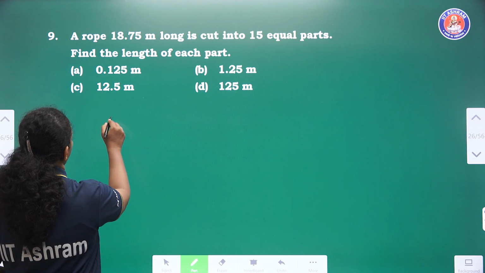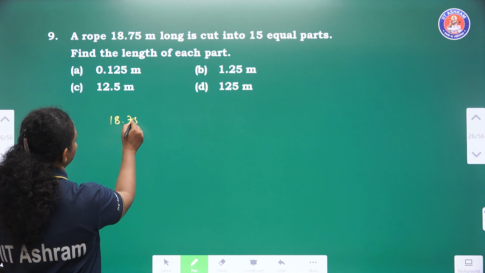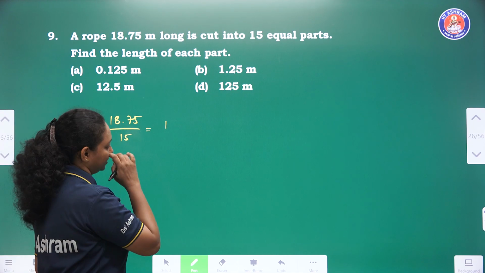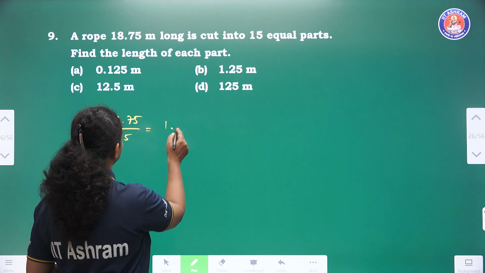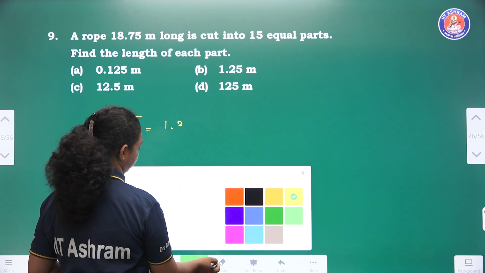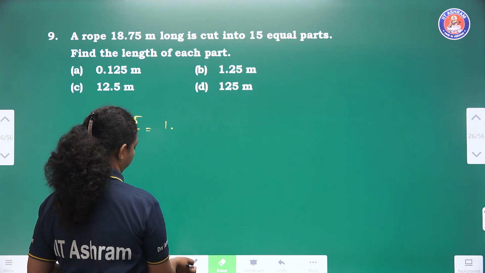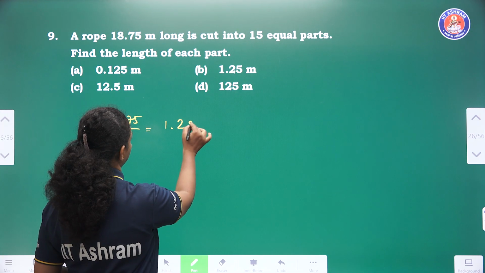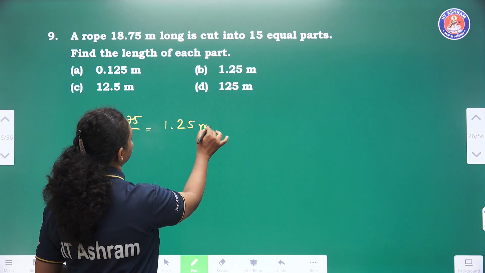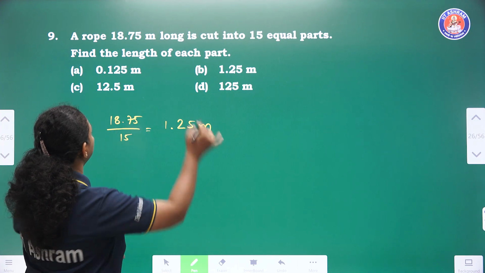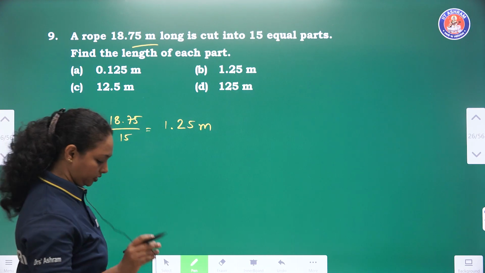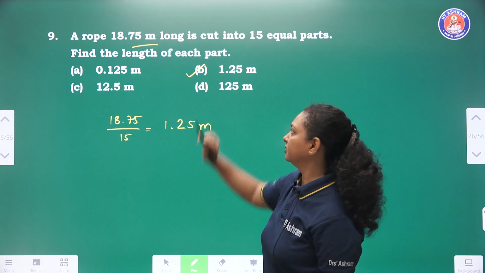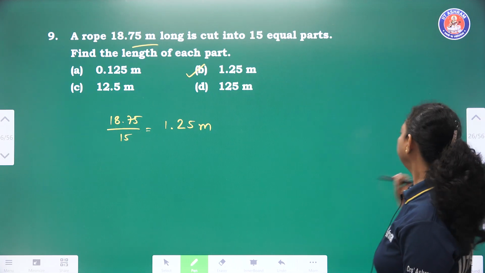So 18.75 must be divided by 15. So 15 ones are 15, 3 remains. 15 twos are 30. So here we can write 75, that is 5. So 1.25, and what is its unit? Meter, because here meter is given, right? So the length of each part is 1.25 meters. So this could be your answer.